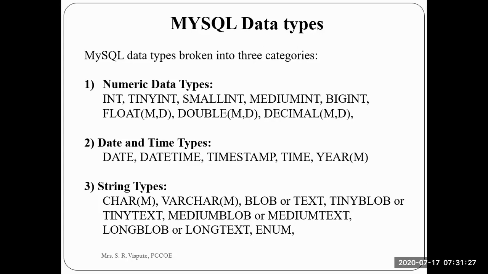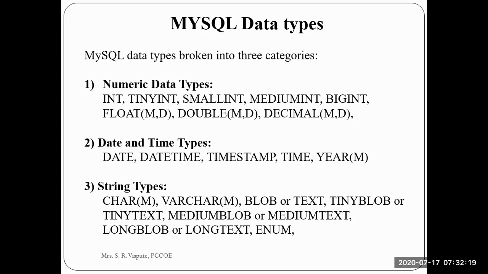The next category of data types is the date and time types, that is date, datetime, timestamp, time, and year. These are the different date and time types that exist in MySQL. You can remember, student, that MySQL and Oracle languages are not case sensitive. Either you can write in capital or small letters. Then string types. Like your other languages, there are some string types to define the name of the student, to define the name of the employee, as per your application requirements. So here: char(M), varchar(M), blob, text, tinyblob, and so on. These are the different string data types that exist in MySQL.